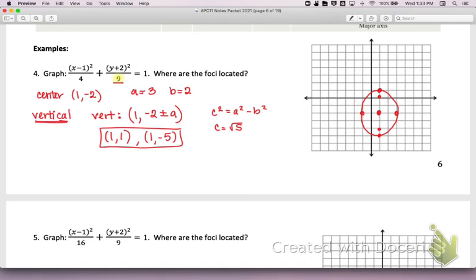And so to figure out the foci, we do the exact same thing. The foci, or foci, I always say it both ways, are going to be just like the vertices, but we're going to add and subtract c. So we'll be at 1, negative 2 plus the square root of 5, and the other one will be at 1, negative 2 minus the square root of 5. Remember, we always work with exact values unless it tells us not to, so that's why I'm using the square root of 5 instead of 2.2.